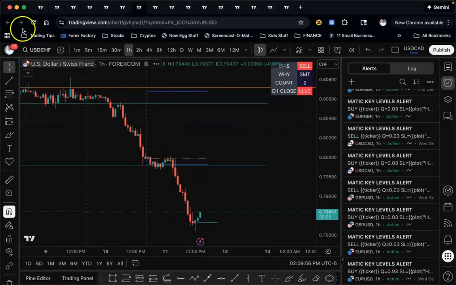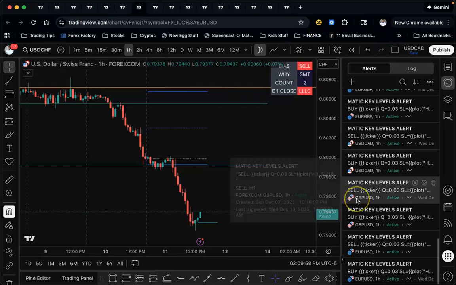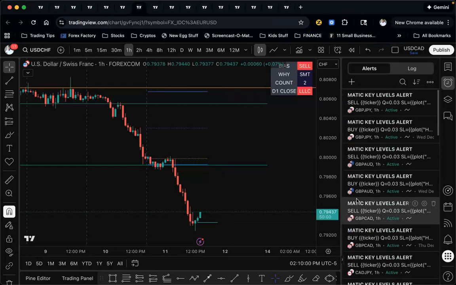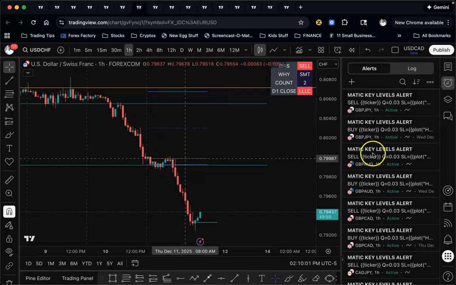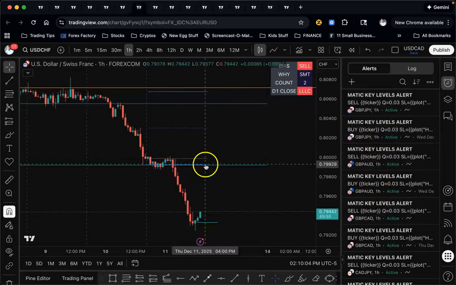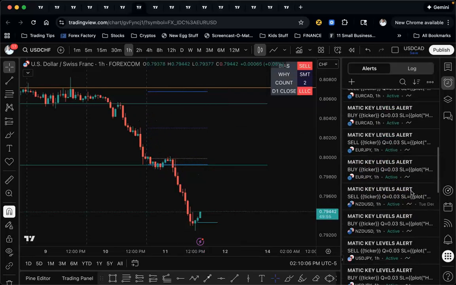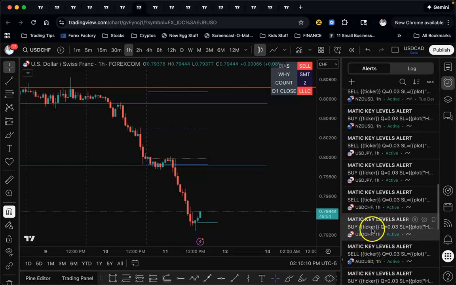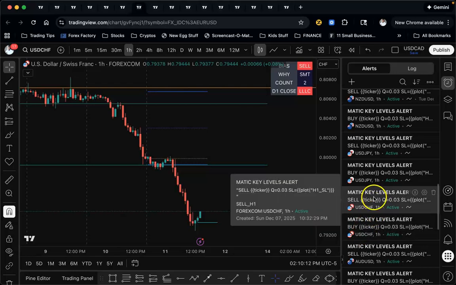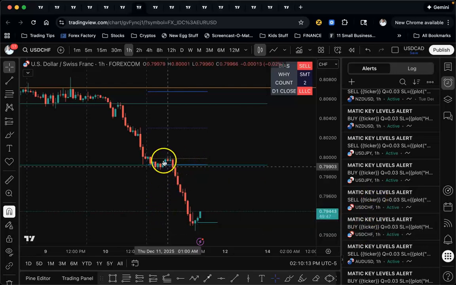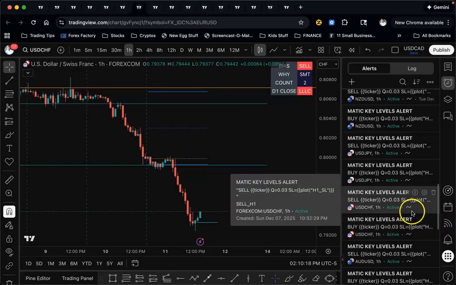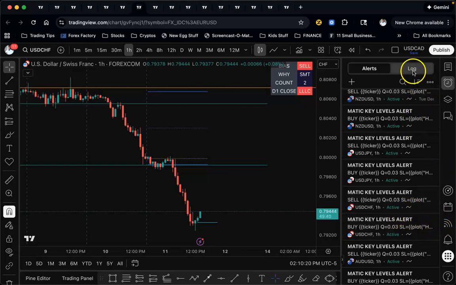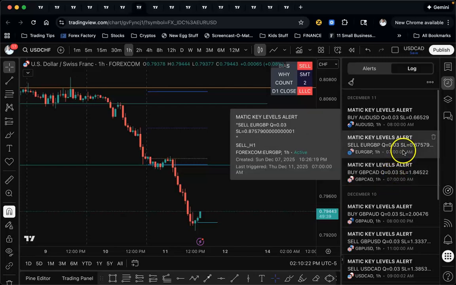See, I got 15 pairs on this. So these are all pairs on here that are attached to alerts, right? So this is USD CHF. There's my USD CHF. I got a buy condition and a sell condition. So if I would have gotten an alert, it's because the sell condition triggered, and then it's sent, and it allows me to get in a sell. Once that happens, it sends me the alert, right?